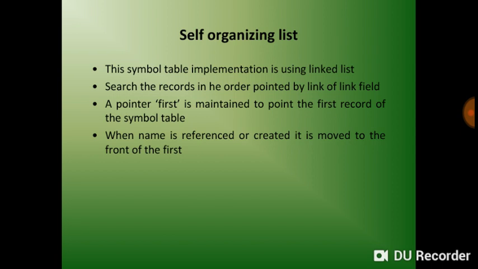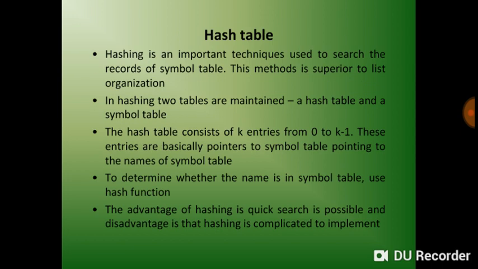Self-organized list. This symbol table implementation is a linked list. Searching for a record in the table follows the linked field. A pointer first is maintained to point to the first record of the symbol table. When a name is referred to or created, it is moved to the front of the list.